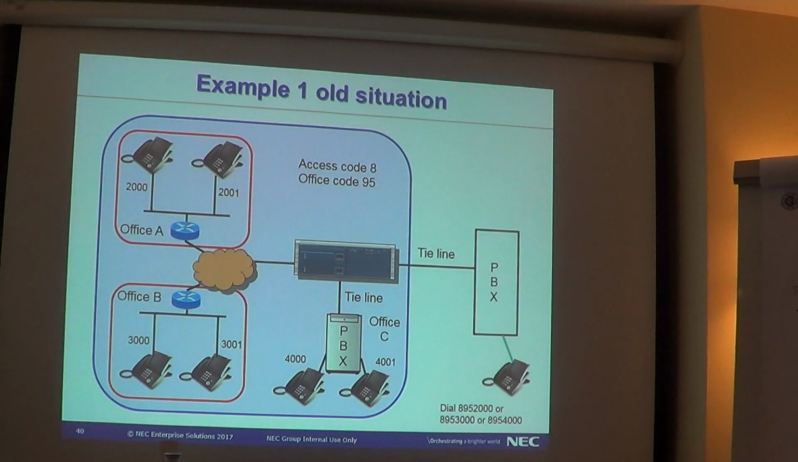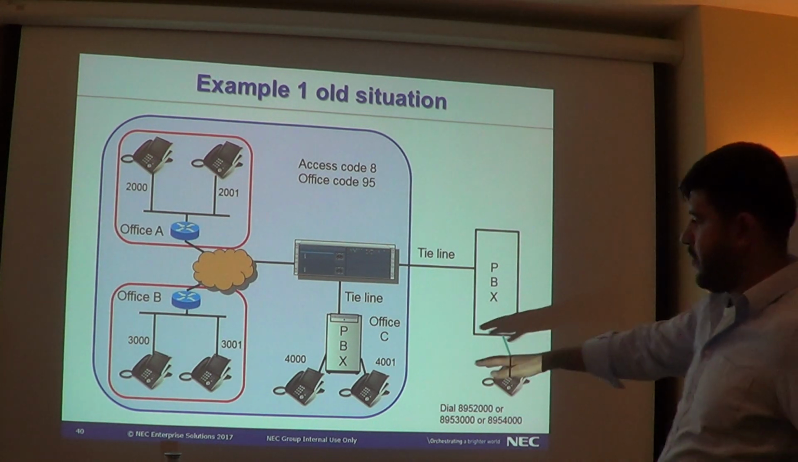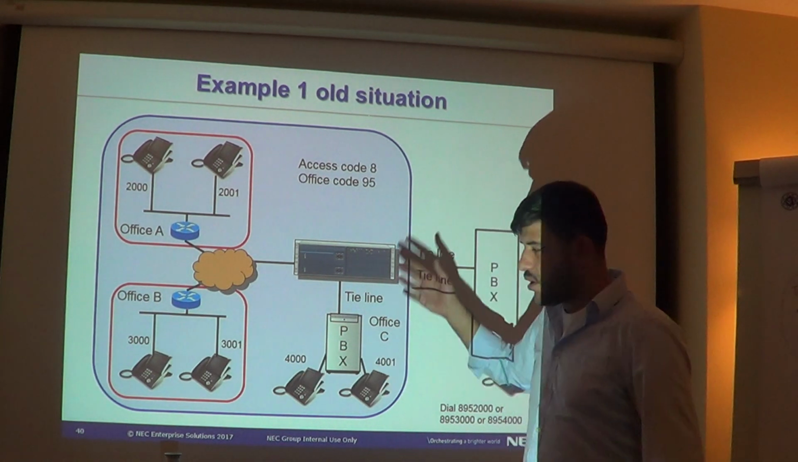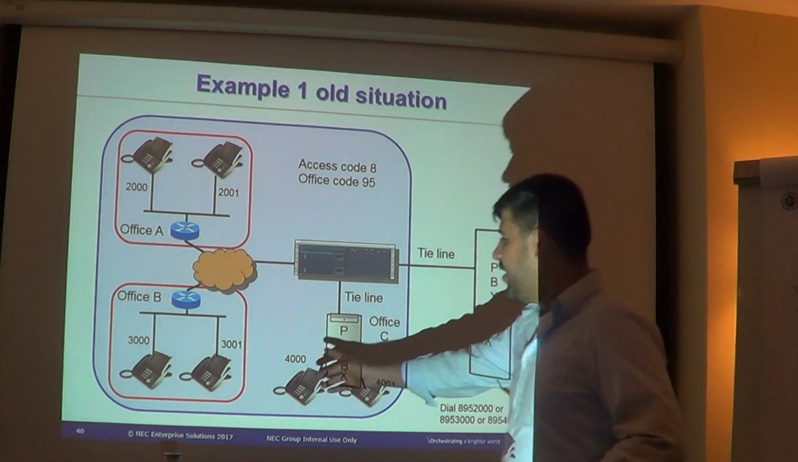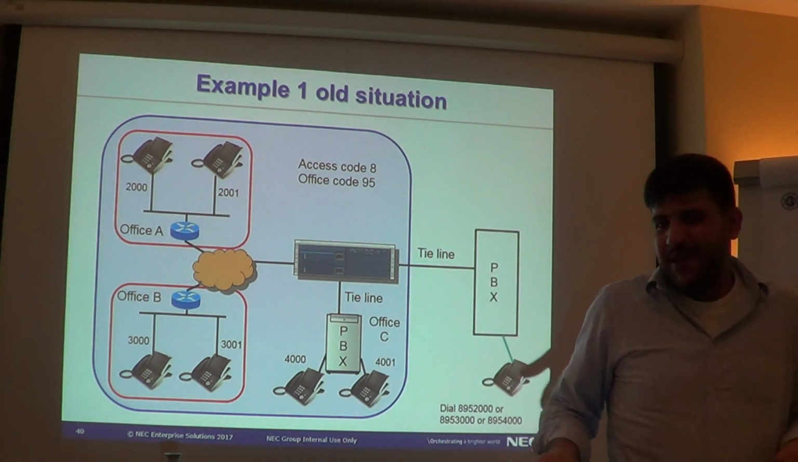Let me find a better example. Here was the scenario. We have 95 and we have extension 2000, 2001 and we have extension 3000, 3001 and we have an old PBX connected to 95 which has the numbers 4000, 4001. So it was a different PBX. Here in ASBA-in I was defining 4 as an LCR, not the station number.